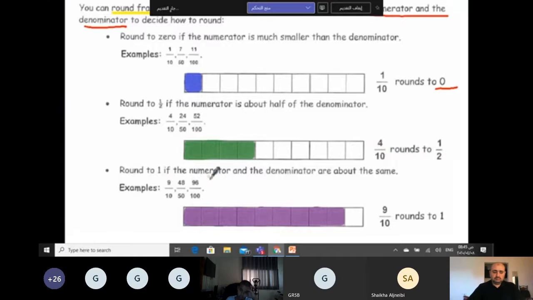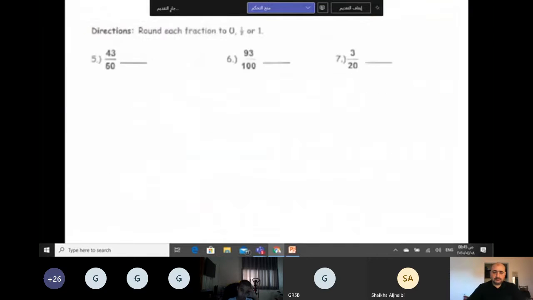Round to 1 if the numerator and the denominator are about the same. 9 out of 10 would round to 1, or 48 out of 50, 96 out of 100. So let's try it. Round each fraction to 0, half, or 1.